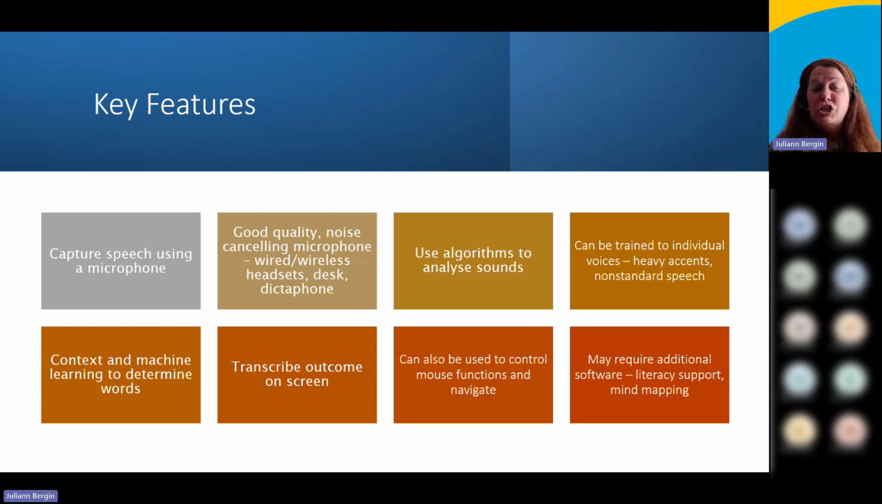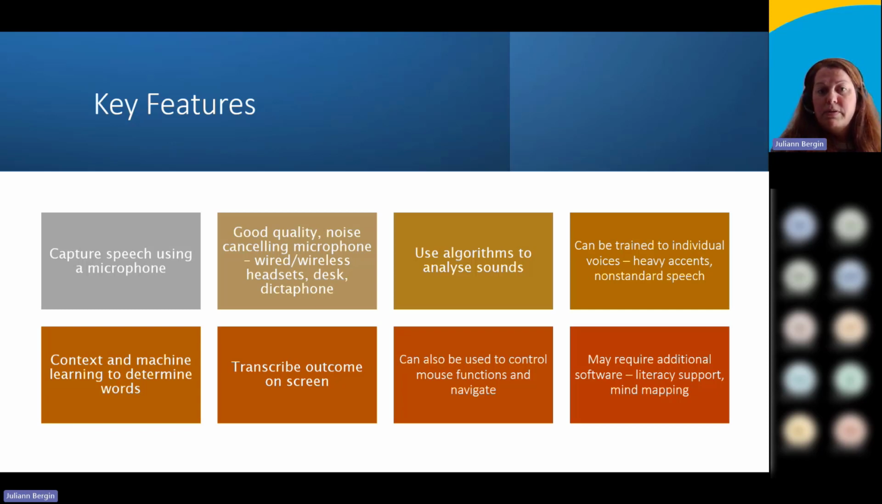However, the idea behind Dragon, the reason why it's a market leader, is that it can be trained to individual voices. So, for example, heavy accents, we've got a lot of regional accents in Ireland. We don't all speak like BBC News readers. So it can take that into account and learn with you over time if you make corrections along the way. I'll be talking a little bit more about corrections in a few minutes, but the idea is if the software makes a mistake, and you correct it, it should learn from that correction and in future move forward.